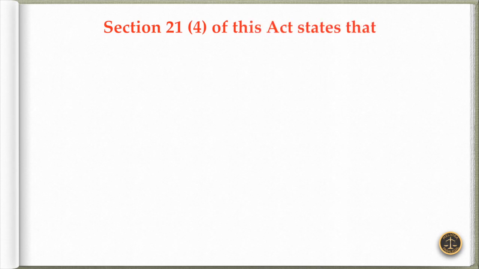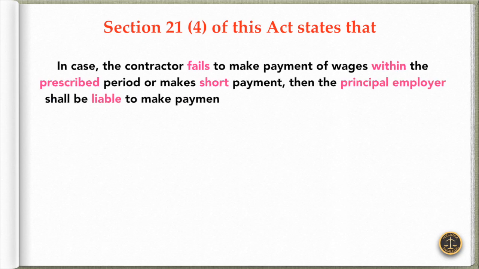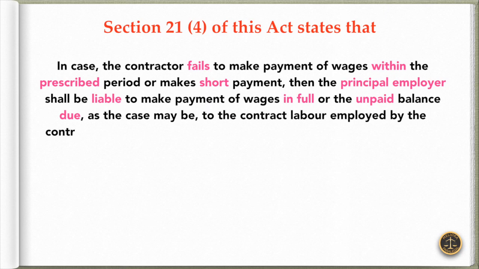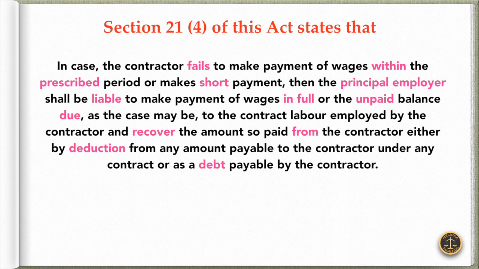Further, Section 21(4) of this Act states that in case the contractor fails to make payment of wages within the prescribed period or makes short payment, then the principal employer shall be liable to make payment of wages in full or the unpaid balance due, as the case may be, to the contract labor employed by the contractor, and recover the amount so paid from the contractor either by deduction from any amount payable to the contractor under any contract or as a debt payable by the contractor.